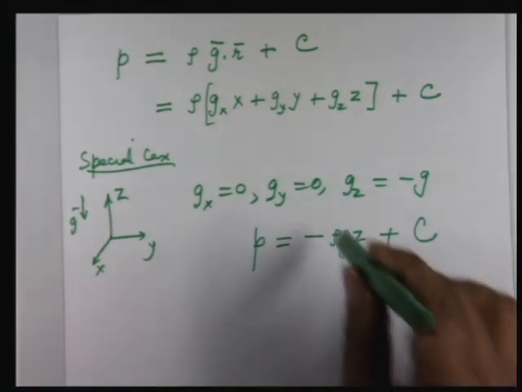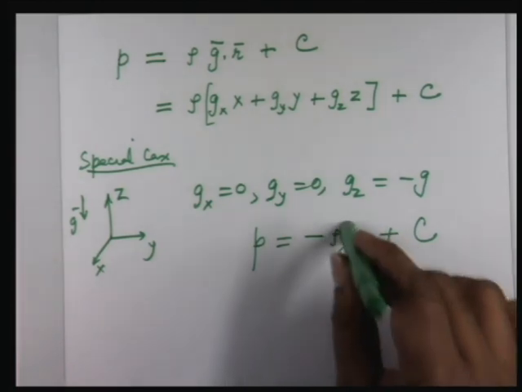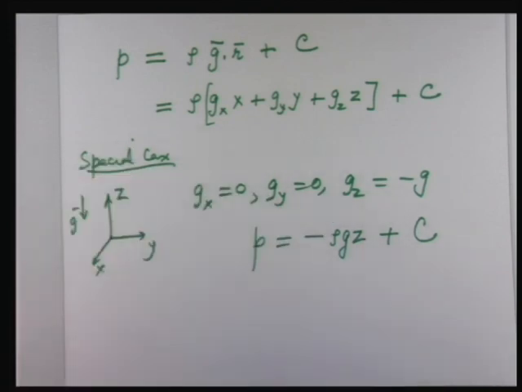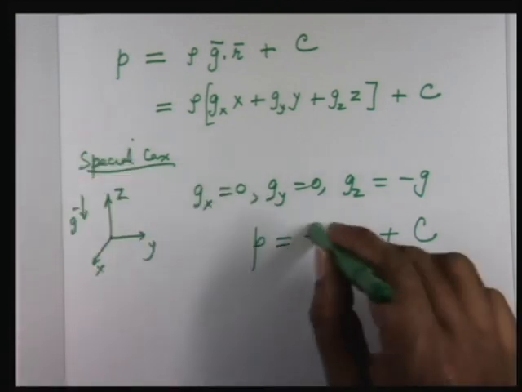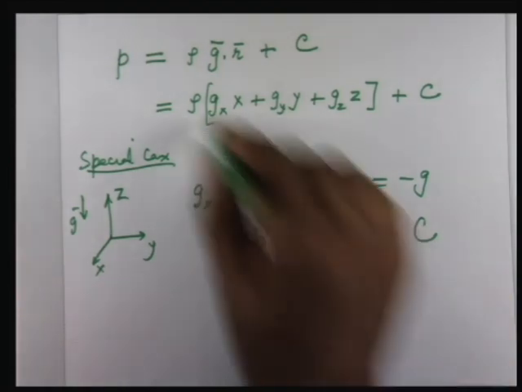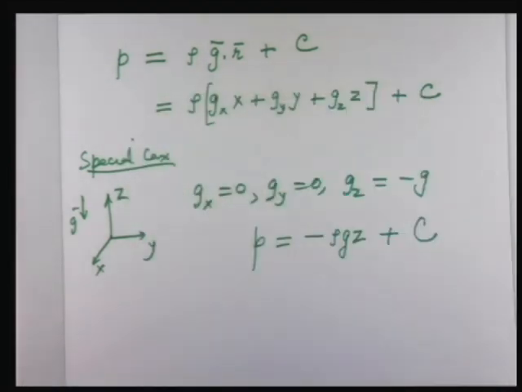But when you write this expression, you have to keep in mind the restriction. That is, you have chosen a coordinate system where z is a vertical coordinate and pointing upwards. If z is vertical and pointing downwards, then this will be plus rho g z. Whereas this expression you can use for any arbitrary coordinate system with any orientation.